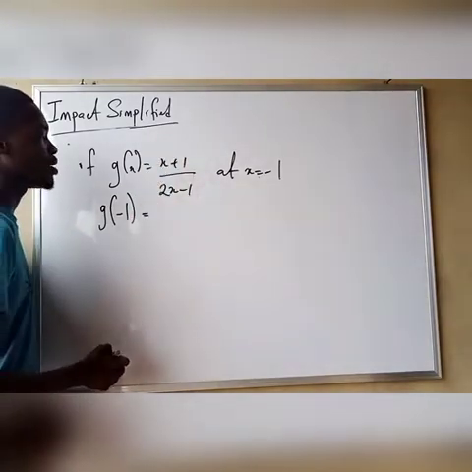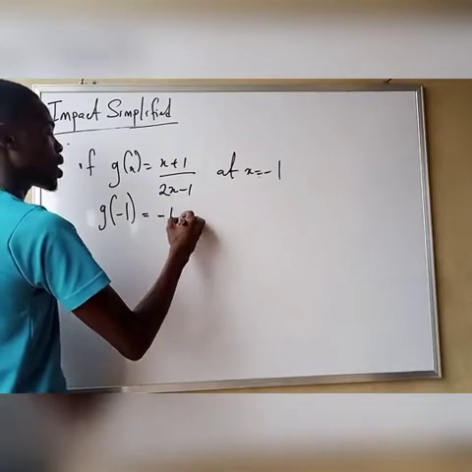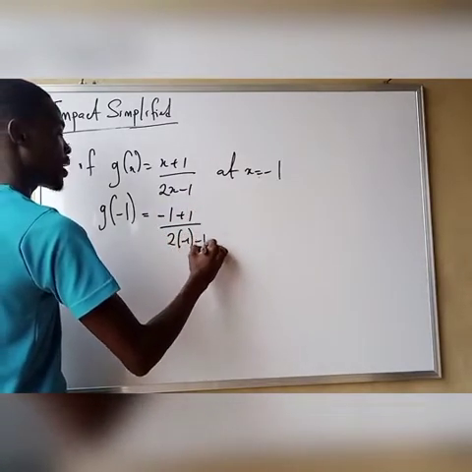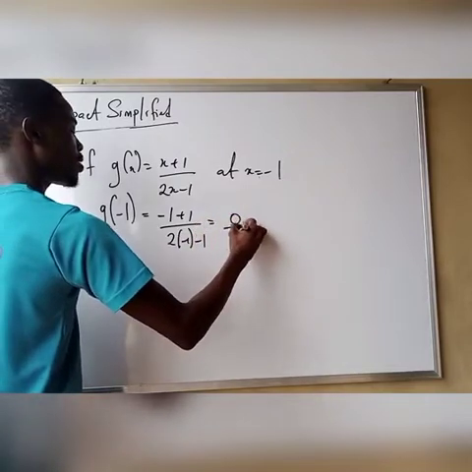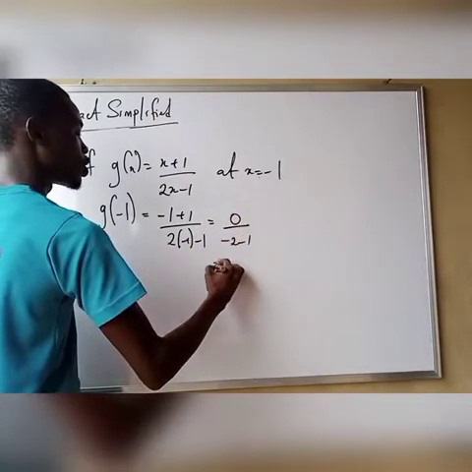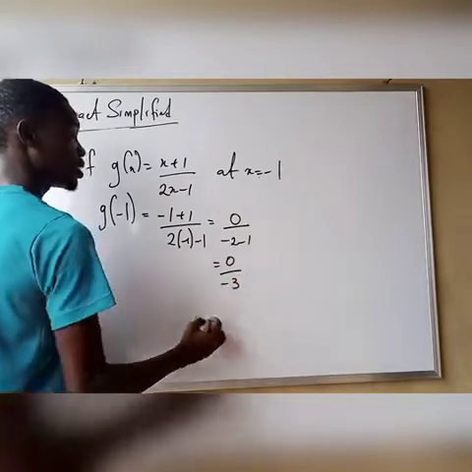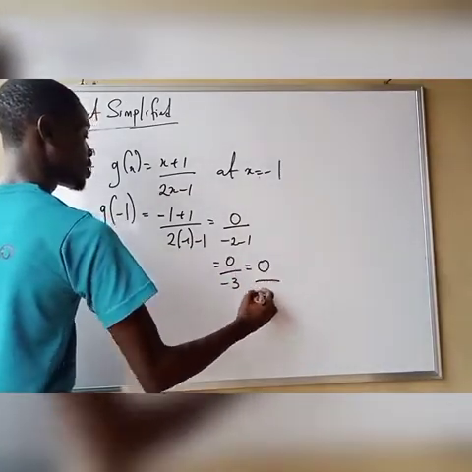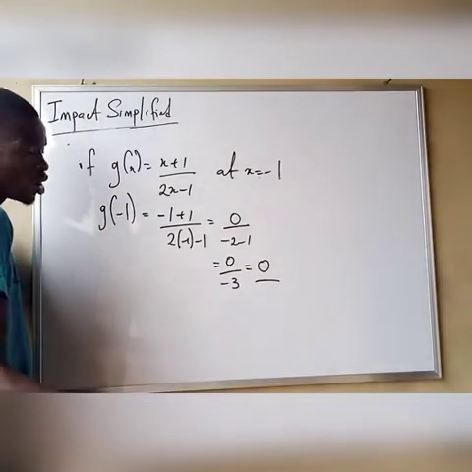What is your g of minus 1? Put your x as minus 1. That will give us minus 1 plus 1 over 2 into minus 1 minus 1. And this will give us 0 over minus 2 minus 1, that will give us 0 over minus 3. What is 0 over minus 3? That will give us 0. It's not going to give us undefined.